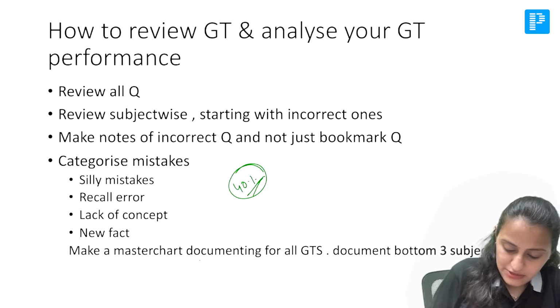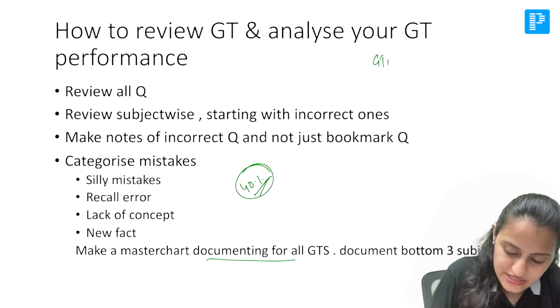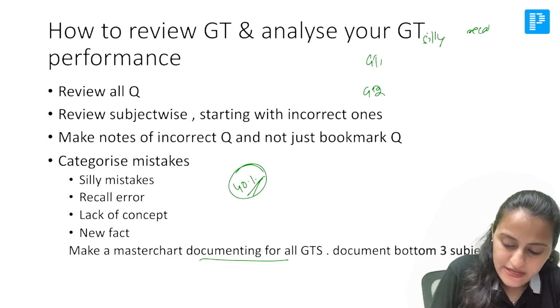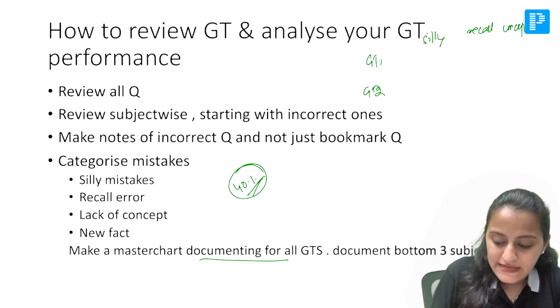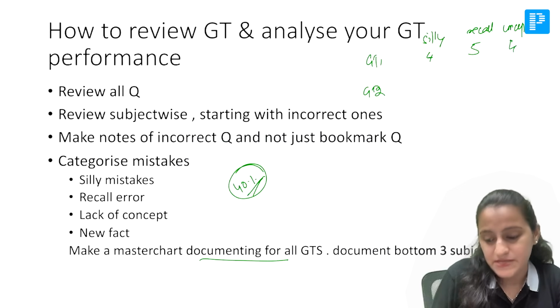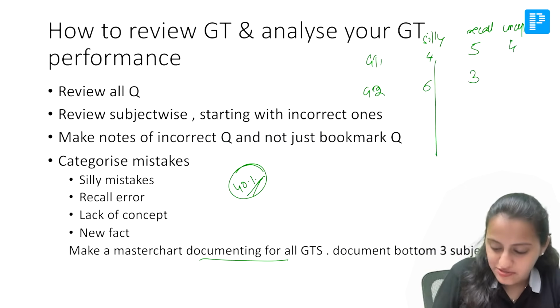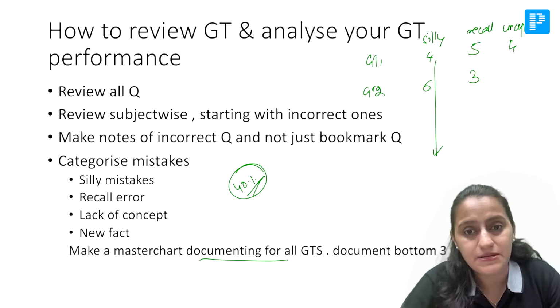Make a master chart documenting all the GTs for the mistakes like this. So this is my GT1, this is my GT2. How many silly mistakes did I do? How many recall errors? How many were lack of concepts? How many were new facts? So you should be writing down like there were 4 silly mistakes, 5 recall errors, 4 concept. In the next GT, it was 6, 3, whatever. So you would get to see the trend that what is the major area where I'm making the mistake, right?